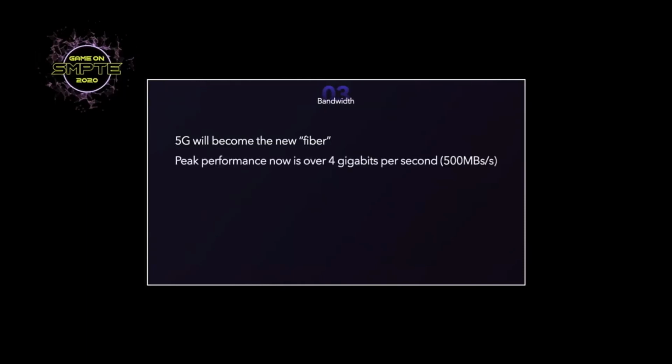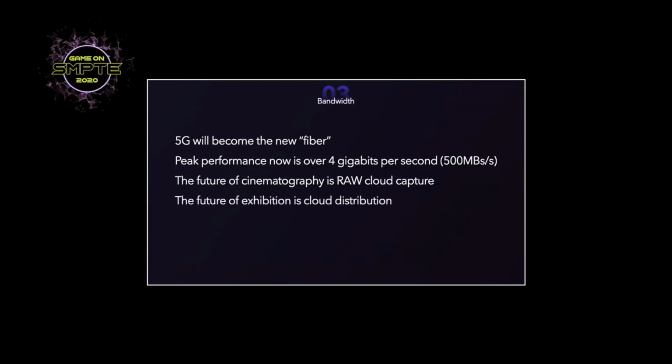But essentially, at the end of the day, 5G is going to become like the fiber. It's going to become the new fiber. And we're seeing peak performance in the lab that's over 4 gigabits per second. So that's like half a gigabyte per second in at least download speed. Upload's going to be a little different. And this is going to take time to mature, but I really believe that the future of cinematography is with raw cloud transfers. That's what people are going to want. And the future of exhibition is going to be in cloud distribution.